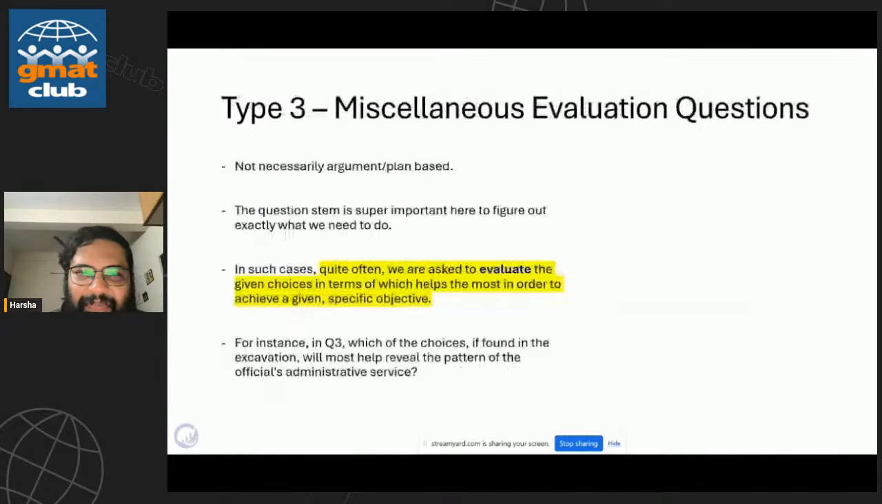Okay. So what do we need to know? Some of the questions that you'll see fall under this big bucket called evaluate, not necessarily argument or plan based, which means you have to be very careful with the question stem, particularly to figure out what it is exactly you need from this question, what you're supposed to do, right? Quite often you'll see something like this where you're asked to evaluate the given choice in terms of some specific objective. Does this choice do that objective? Does it at least help you choose between two things, and so on and so forth? This question is an example. There are quite a few of these.